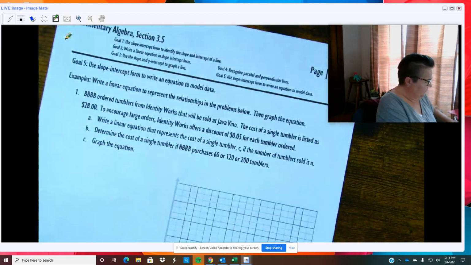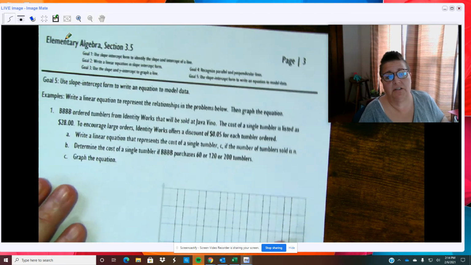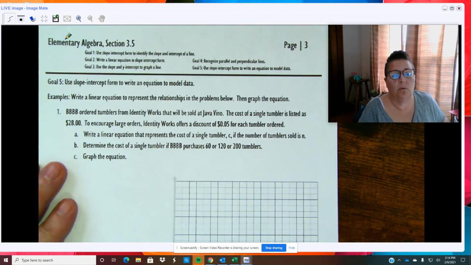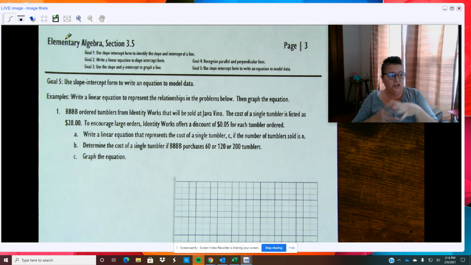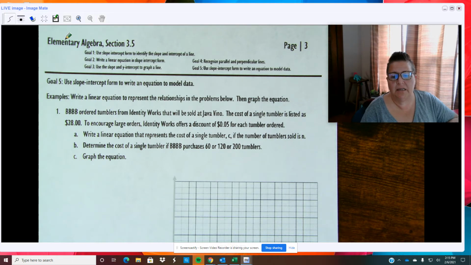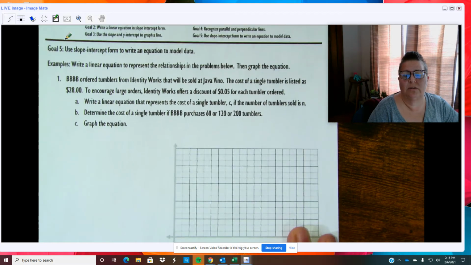Applications. That's what we've got left. I've got 2 applications to do. We're going to use slope-intercept form to write an equation to model this data. BBB, Beer by Bike Brigade, which is local, ordered tumblers from Identity Works that will be sold at Java Vino. The cost of a single tumbler is listed as $28. To encourage large orders, Identity Works offers a discount of 5 cents for each tumbler that is ordered. So we're going to write a linear equation that represents the cost of a tumbler C if the number of tumblers sold is N.